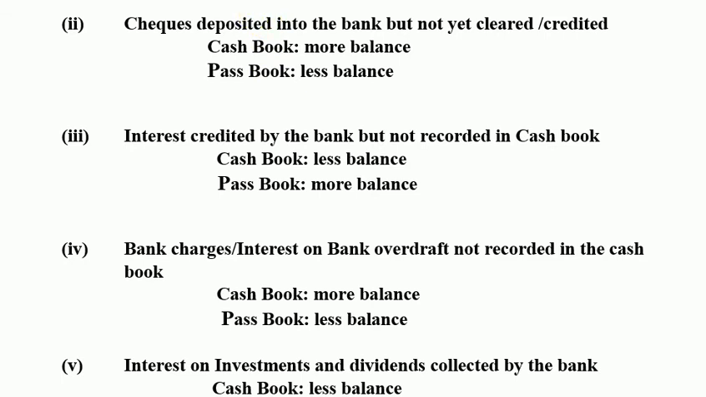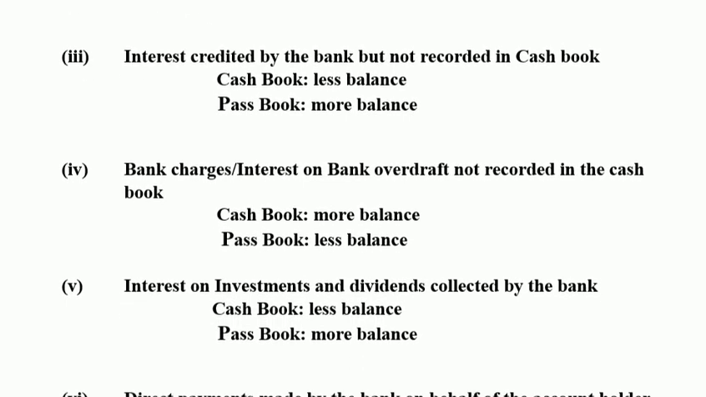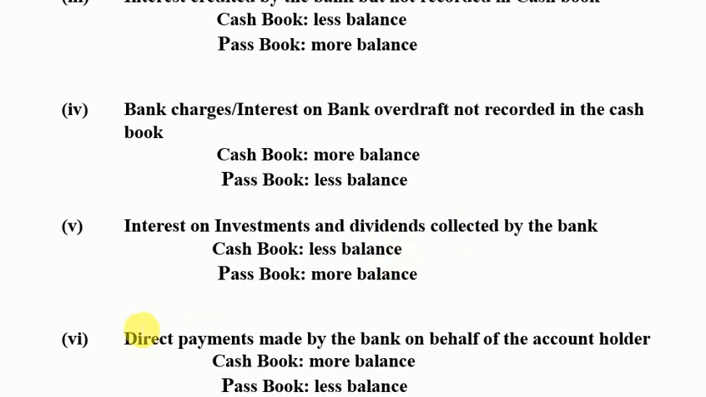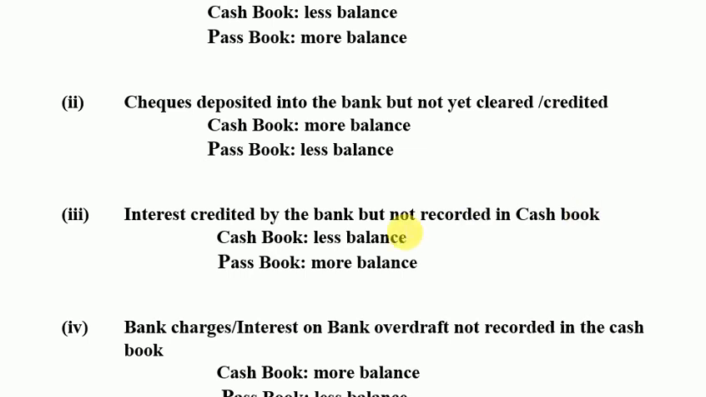Now the fifth one. Now we move with the fifth point or the cause which may be the reason of difference, which says interest on investments and dividends collected by the bank. So children, I think I already discussed this in point number 3 earlier, where interest received was credited. So this has the same impact. Point number 5 is also about the same point.